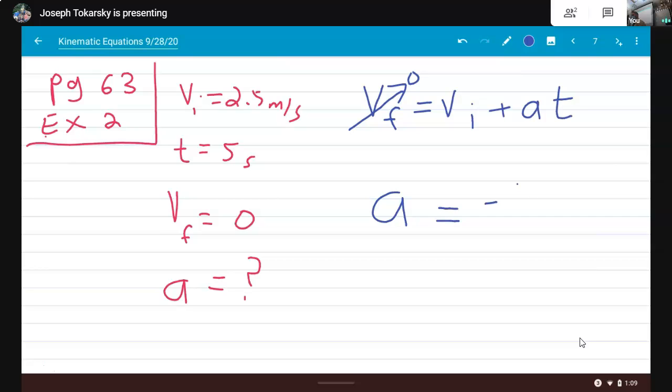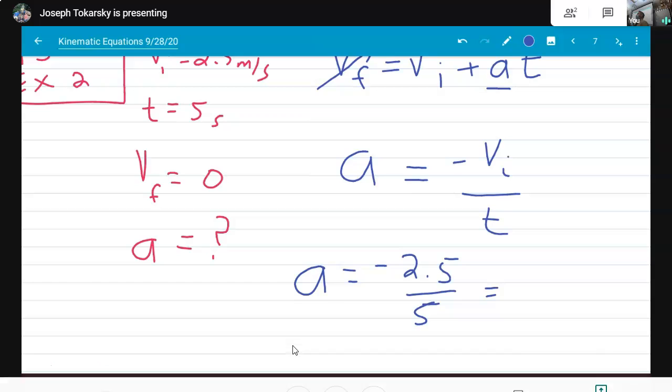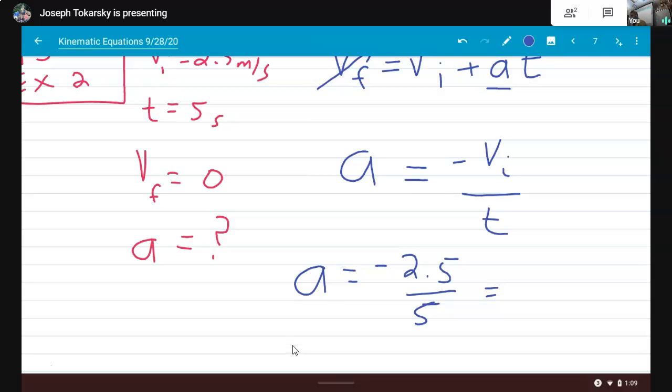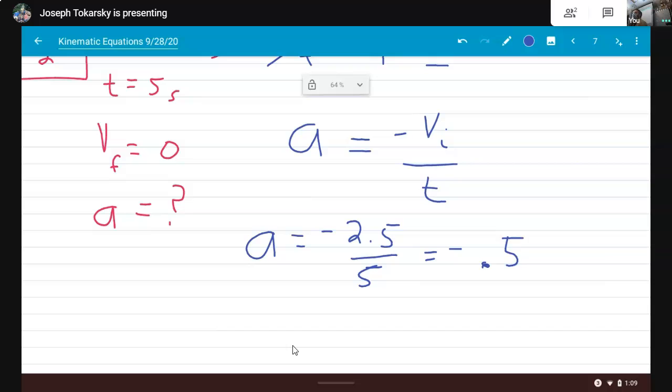The VI is added to the term with the unknown we're trying to solve, which is the A. So we subtract over V initial, divide by T, and plug in the numbers. And like we predicted by concept, which we should have already known, A is going to be a negative number, right? It should be, because we're slowing down, going in the positive direction. It has to be. And negative 2.5 over 5 is negative 0.5. And its acceleration, what's my units, guys?